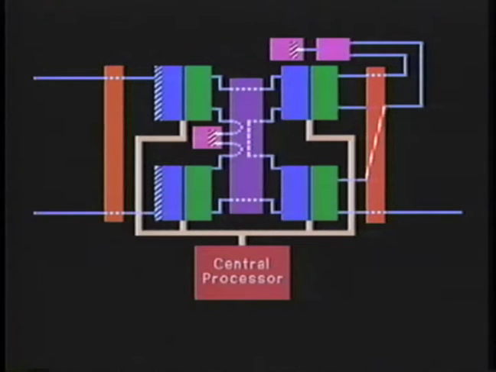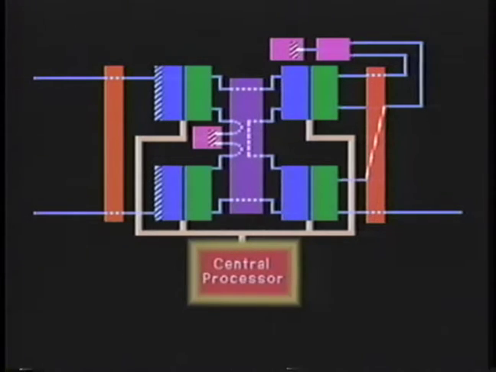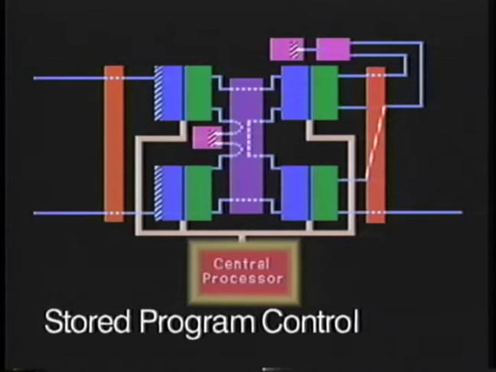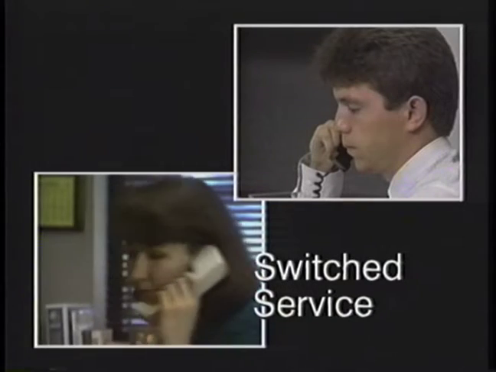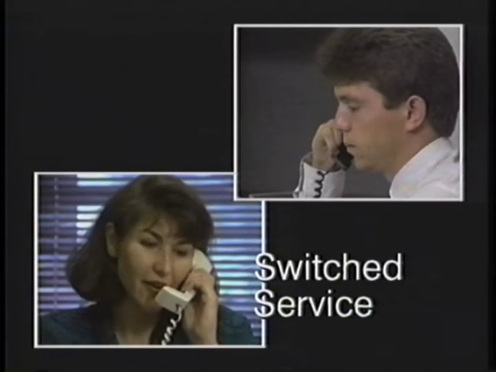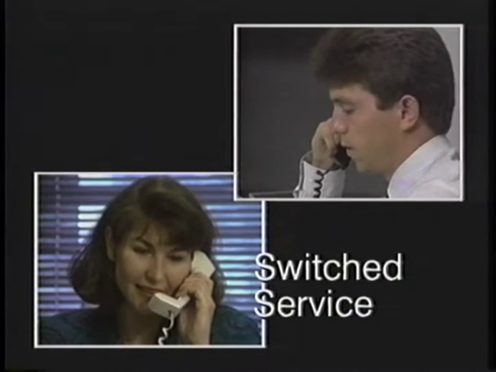In summary, the analog electronic switching system performs centralized call processing. The central processor uses its stored program to both interpret and control the switching actions of the peripheral equipment. This type of switching control is called stored program control. Through stored program control, the peripheral equipment and the central processor perform the many functions of a switching system so that a telephone can receive switched service and communicate with any other telephone.